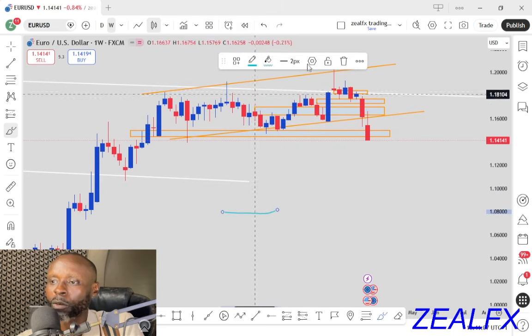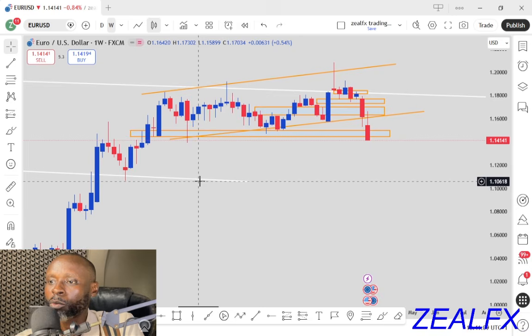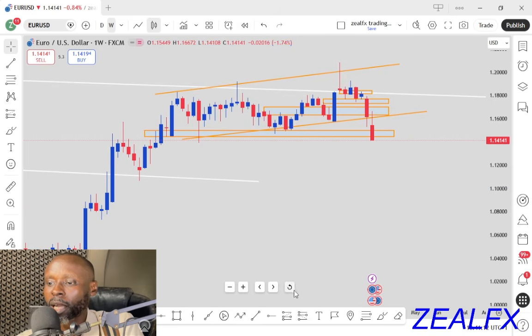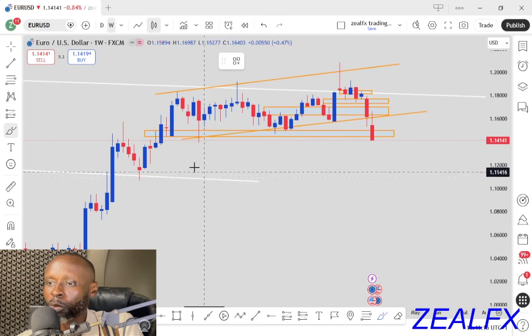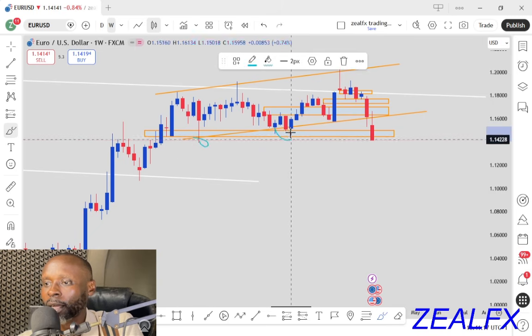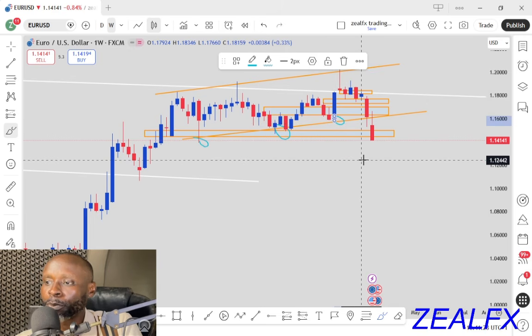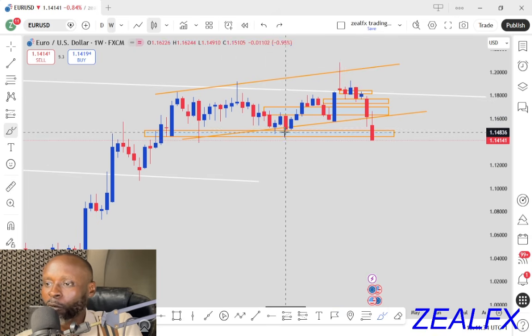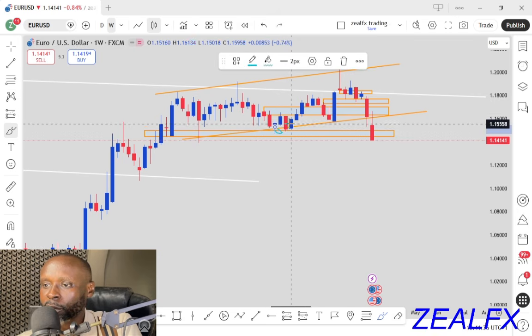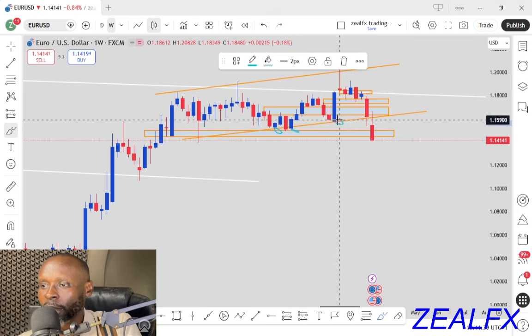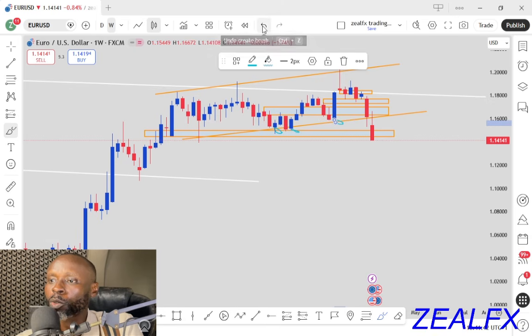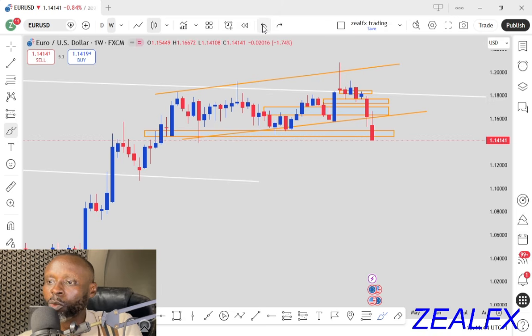On my weekly chart of the Euro USD, you can clearly see we still have price breakout of our major levels, these levels and these levels. So long as price breaks out of these levels, this is an indication of bearish momentum building up for a strong sell opportunity on the Euro USD. You can see that price has converted these support levels into resistance levels.